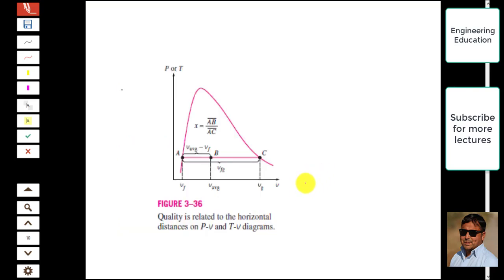This is the graphical representation for the dryness fraction, basically V average minus Vf, and this is from A to B, this is Vfg from A to C. So dryness fraction is AB over AC. Graphically we can represent it, and by expression we can write small v average minus Vf divided by Vfg as discussed earlier. So this is the graphical representation for quality of the steam or dryness fraction on the P-v or T-v diagram.